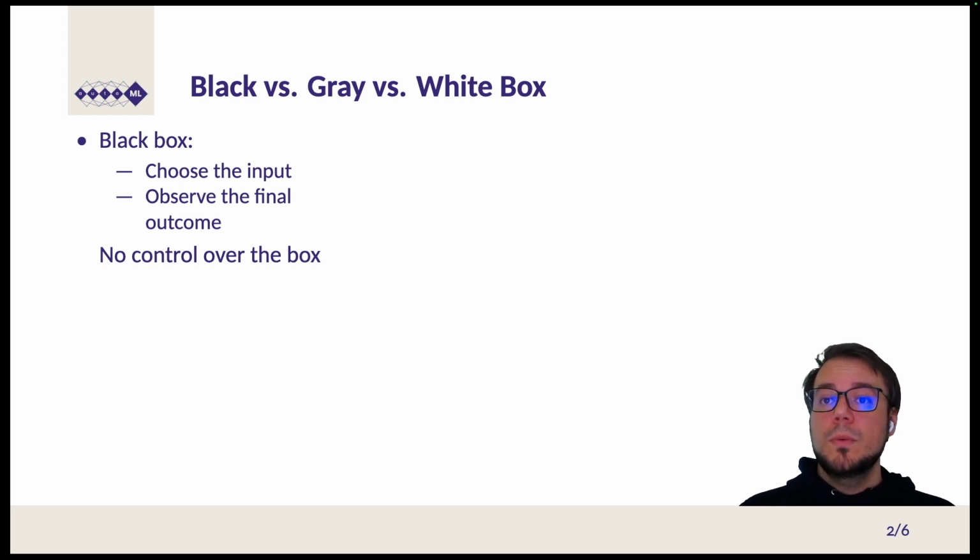In the black box view, we only choose the input and observe the final outcome. There's no control over the box. We have no idea what's happening inside the box, and we're just taking the final outcome of this box and try to optimize hyperparameters, for example, with respect to that.